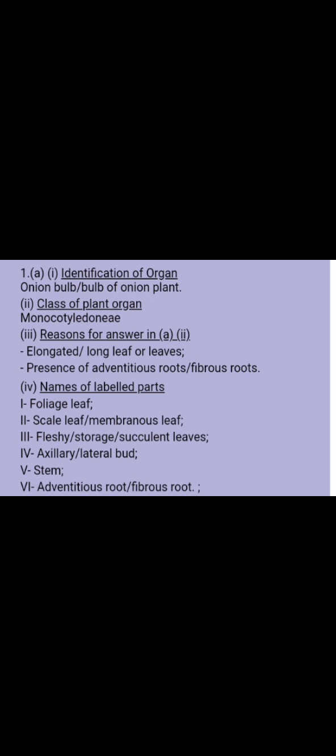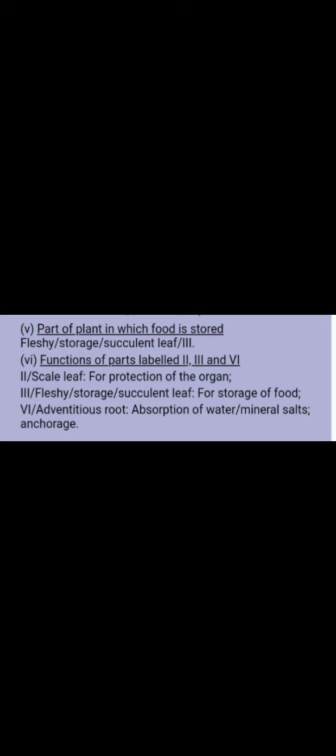And then what are the functions of some of these parts? Let's look at the functions. The part labeled II, which is the scale leaf, is for protection of the organs. The part labeled III, the fleshy or storage or succulent leaf, has the function of storage of food. And the part labeled VI, the adventitious roots, has the function of absorption of water and mineral salts, and anchorage.